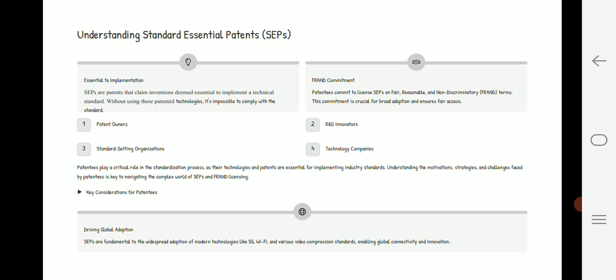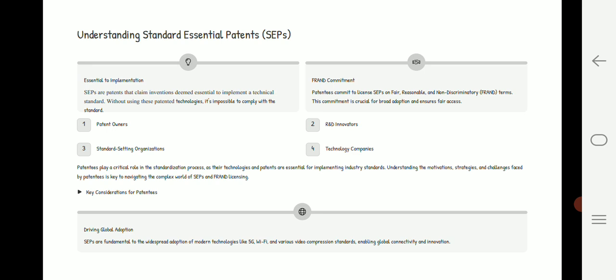There are different types of stakeholders out there: patent owners, R&D innovators, standard setting organizations, and technology companies. These patents play a critical role in the standardization process, as the technologies and patents are essential for implementing industrial standards. Understanding the motivations, strategies, and challenges faced by patentees is key to navigating this complex world of SEPs and FRAND licensing. I forgot to tell you what a FRAND commitment is. The FRAND commitment is the patent holder's commitment to license SEPs on fair, reasonable, and non-discriminatory terms. This commitment is crucial for broad adoption and ensures fair access.